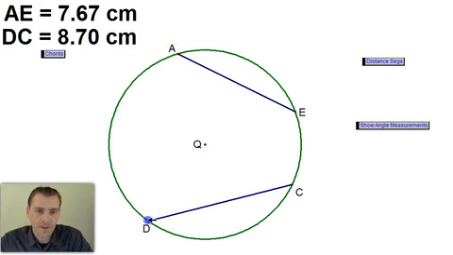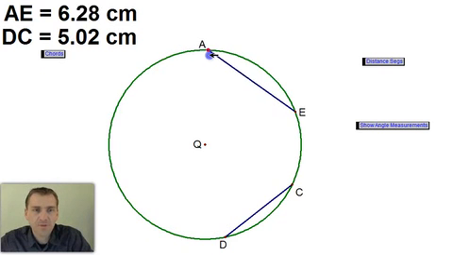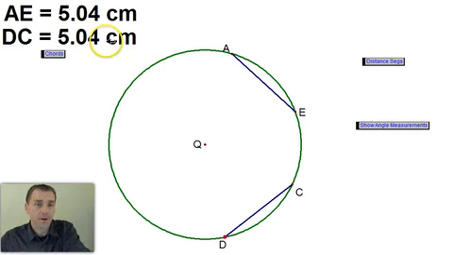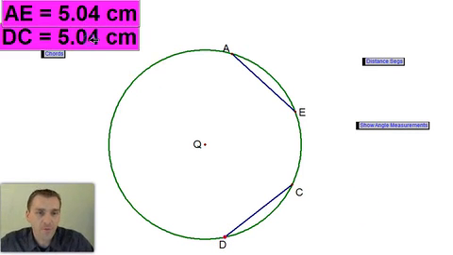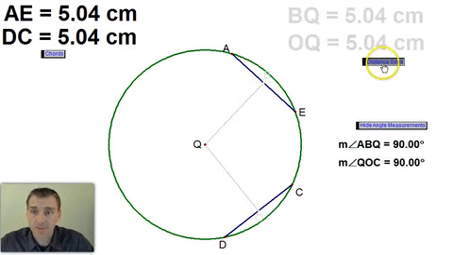Let's make them pretty small and see what happens. Let's make this 5.02. So let's move this back to make it 5.02 if I can. I might have to change something here just to make it work. Sometimes this doesn't quite fly because it's very precise. Okay, so there we go. So 5.04, 5.04. So the chords are exactly the same. If this theorem is correct, then the perpendicular distance from Q better be exactly the same.